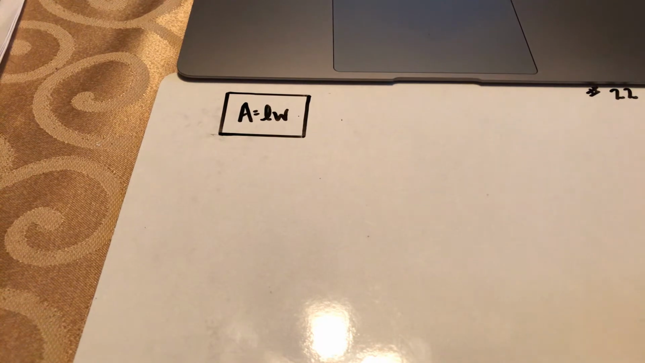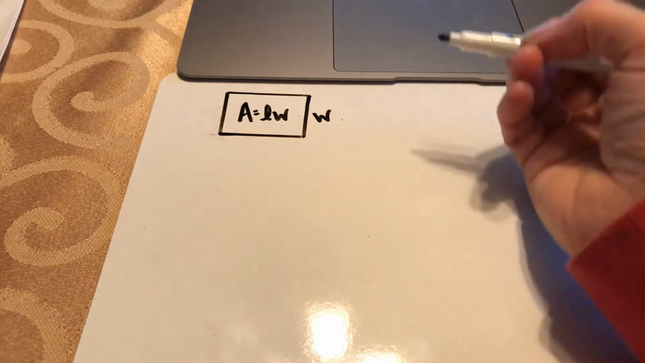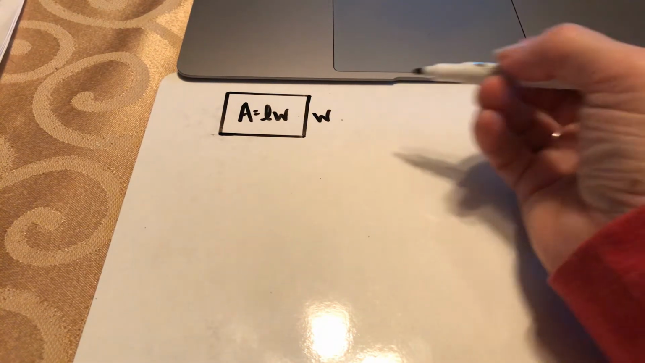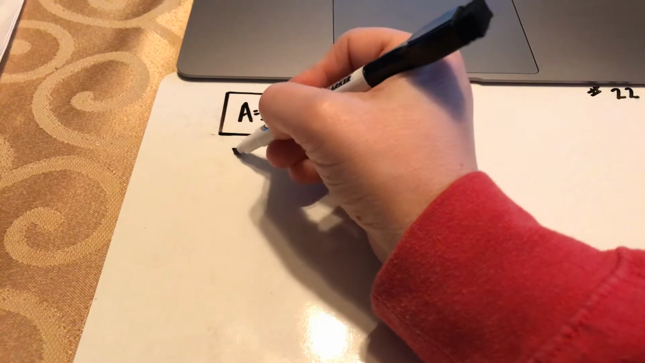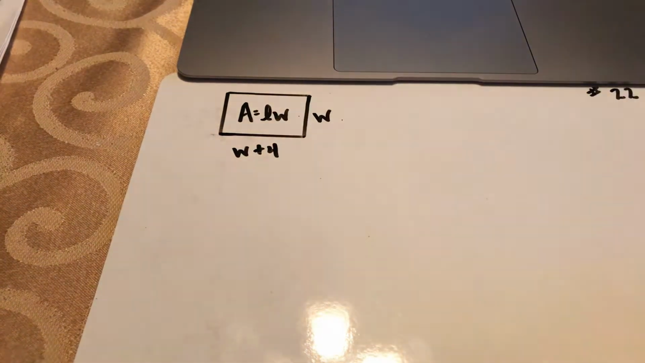It says the length is 4 feet longer than the width. So if the length is 4 feet longer than the width, I'm going to call the width W. The length is 4 feet longer, so I'm going to call this W plus 4 because it's 4 feet longer. They also told you the area. The area is 45 square feet.